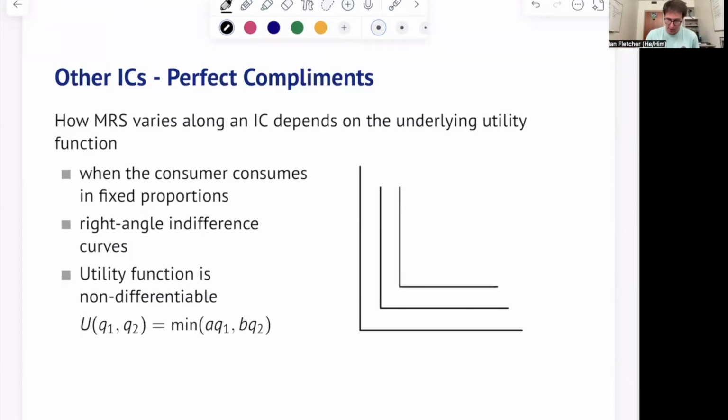Because regardless of how many left-footed shoes you have, if we were thinking this is left shoes, if you only have the one right-footed shoe, it doesn't matter. You're going to get the same utility regardless.